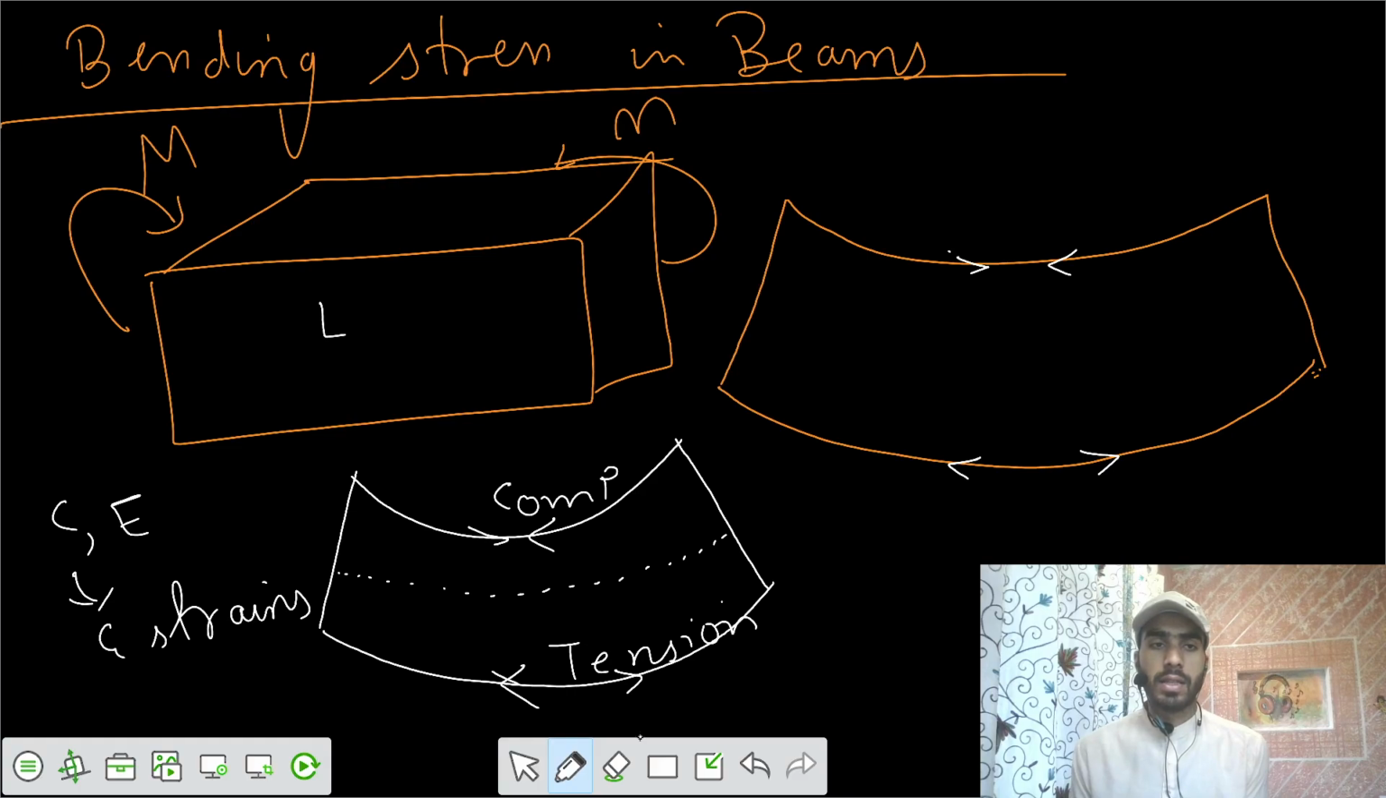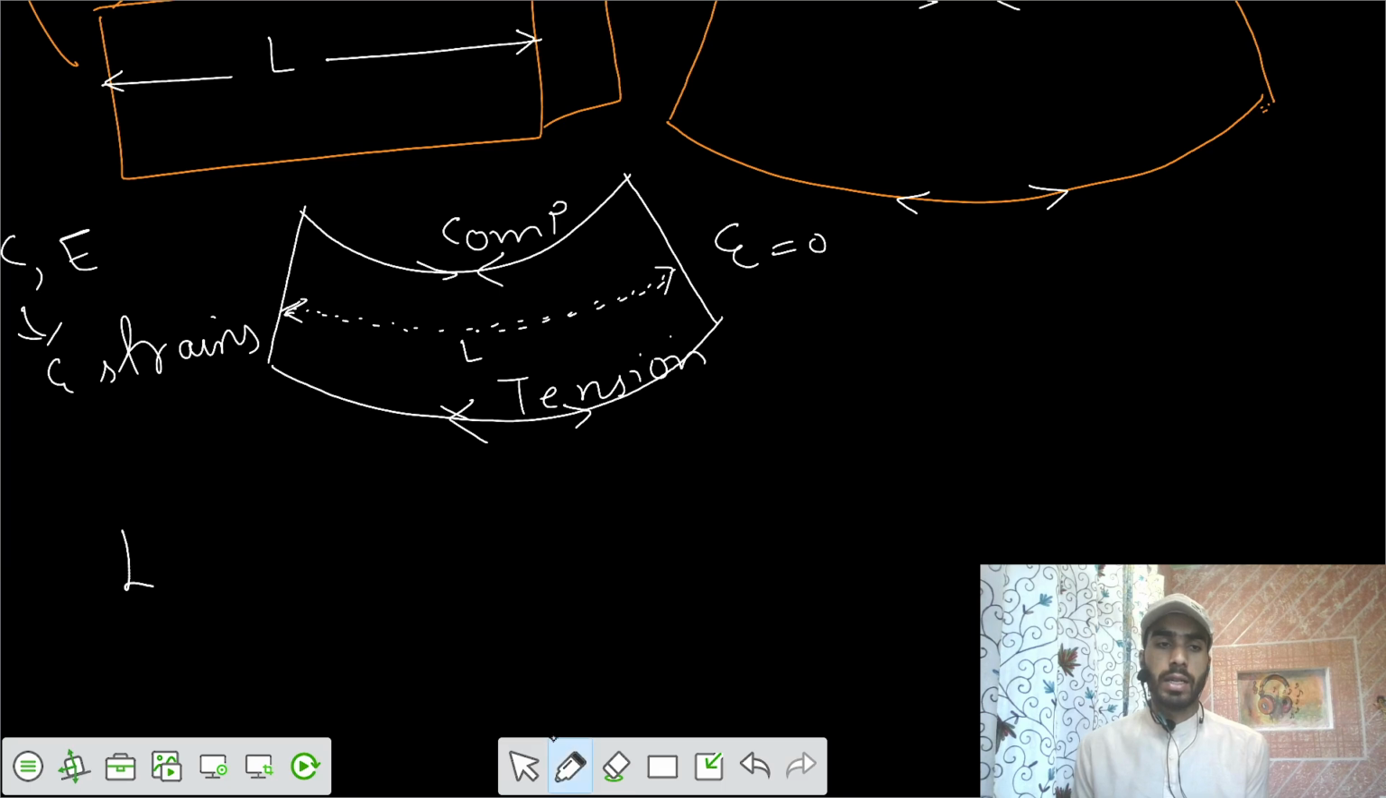So let's say this is length L. Initially the length was L, but then we say that there would be some points on the beam itself where, if you join the locus of those points, we would have strain equals to 0 along those lines. So let's say this is the locus of those points where the strain is 0, and the length here is also L.